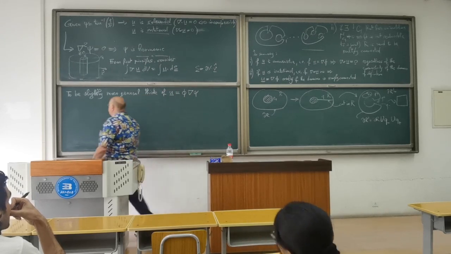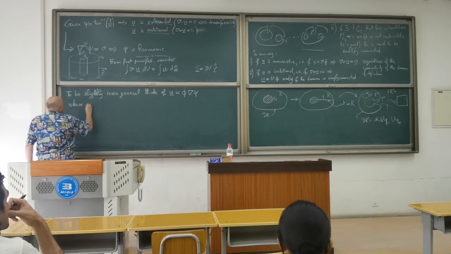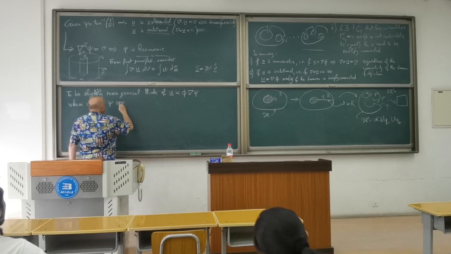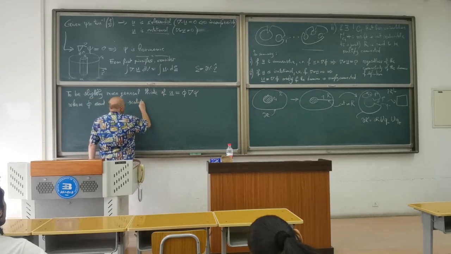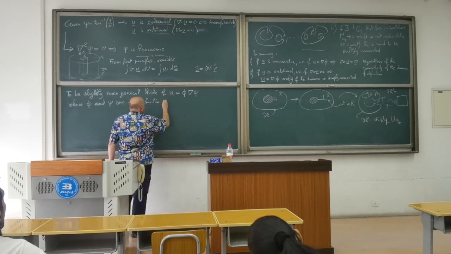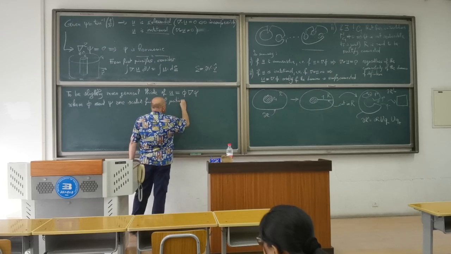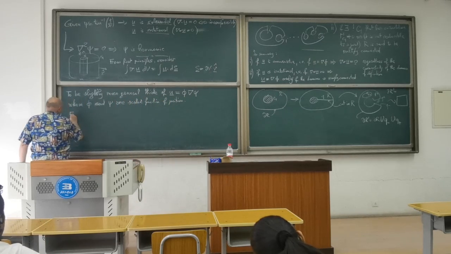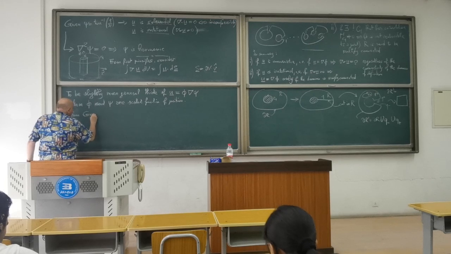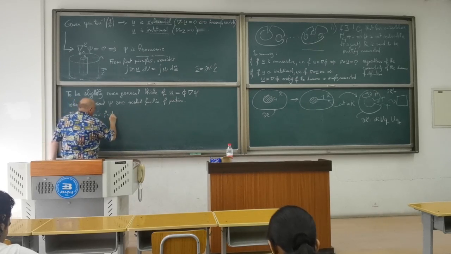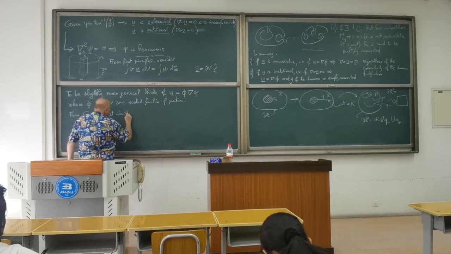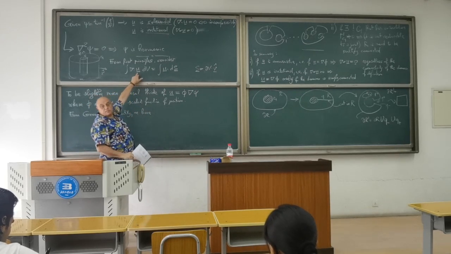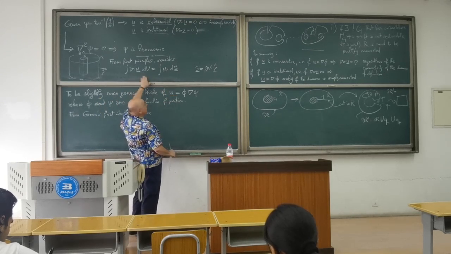Where phi and psi are scalar functions of the position. And what we do, we apply Green's first identity. We have, you know, we have Gauss here. We should replace U with this and work out what we get.